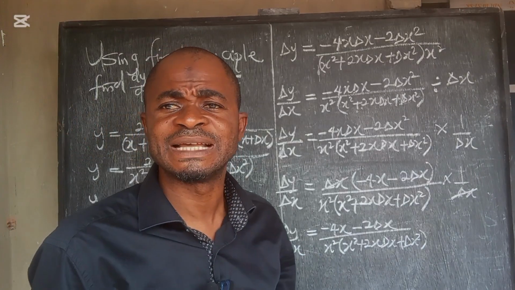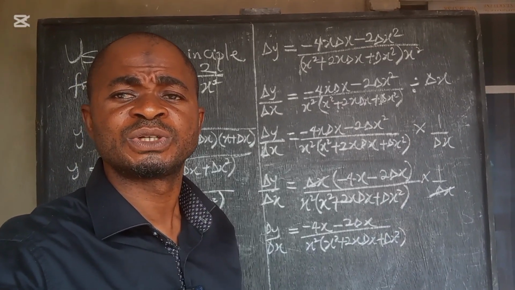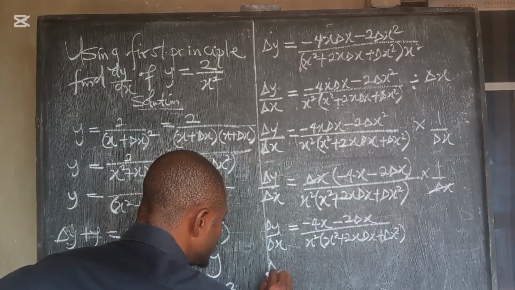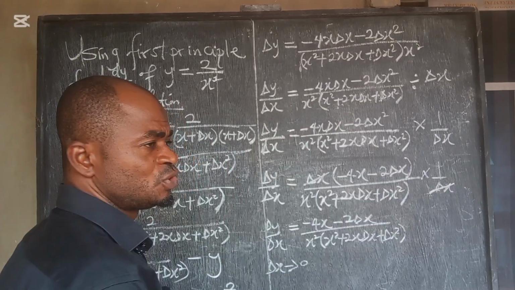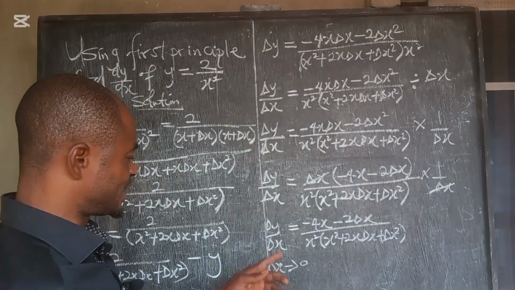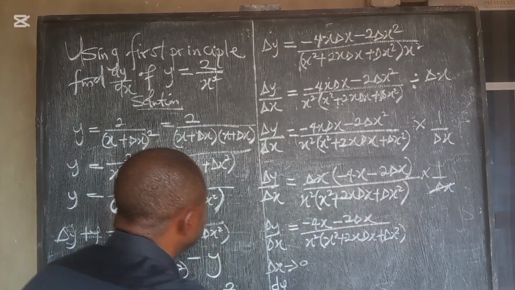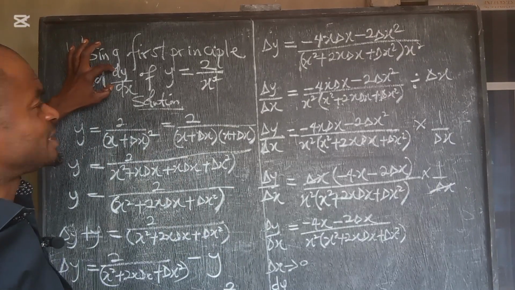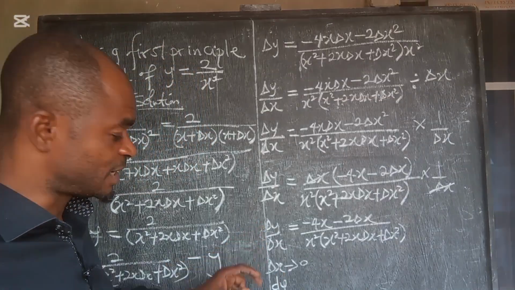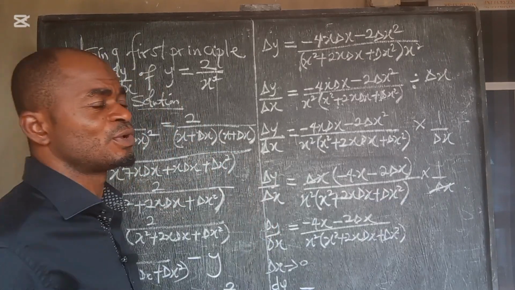Now we are left with the limit function. Say that changing s must tend to 0. As change s tends to 0, this becomes dy ds. That is what we are finding: dy ds. If change s tends to 0, the name will change here to become dy ds.